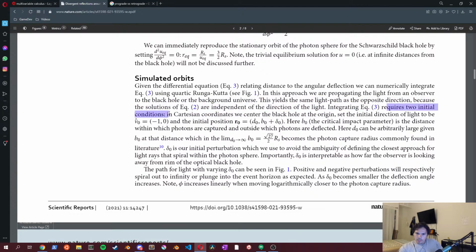Equation 3 requires 2 additional conditions. In Cartesian coordinates, we center the black hole at the origin, set the initial direction of light to be in the time direction. And the initial position, I'm not sure if this is time direction or x direction. The initial direction of light to be whatever this, and the initial position to be d0, b0 plus delta 0. b0 is the impact parameter.